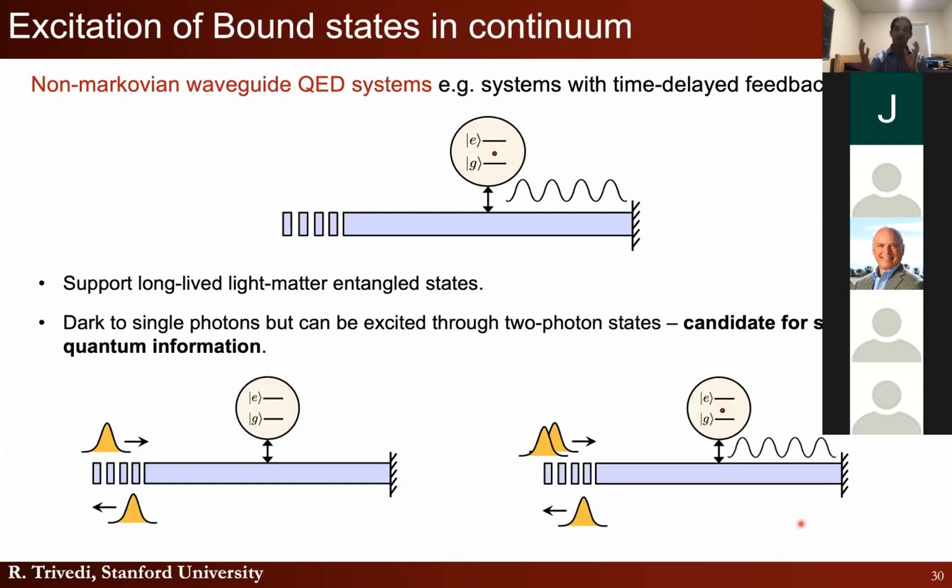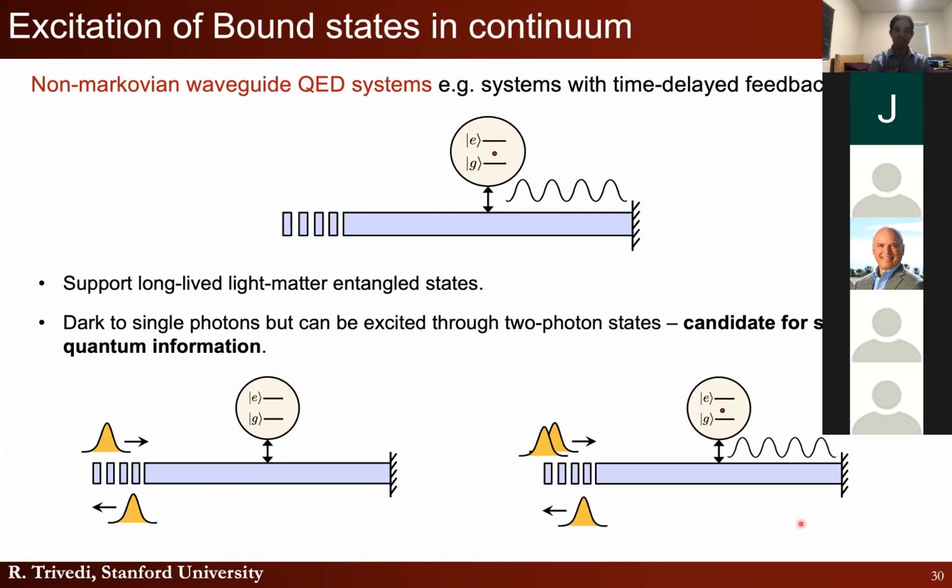So this opens up the possibility of using these bound states for storing quantum information, because they are these long-lived light-matter states. Now, when you're storing any kind of quantum information, one question that you would ask is, can I excite these bound states, and how efficiently can I excite these bound states?